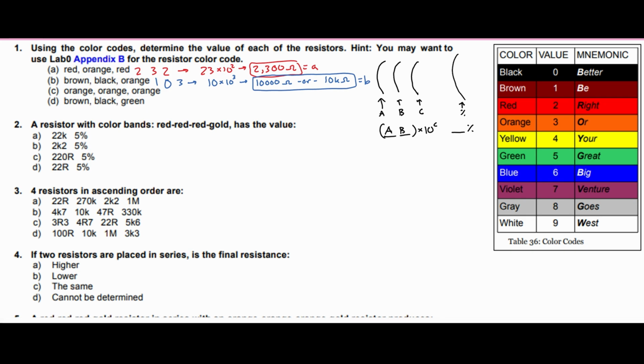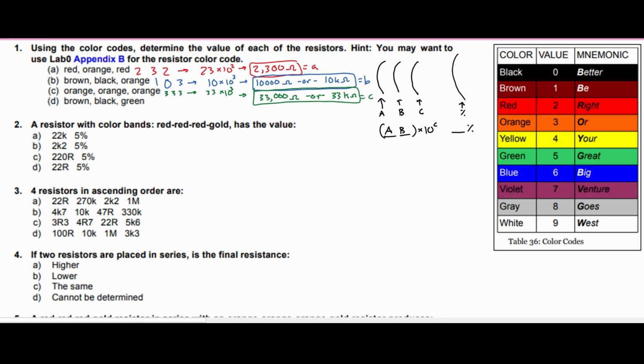Now we're going to look at part C. In part C, we have orange, orange, orange. This is going to be 3, 3, 3. So when we write this out, we're going to have 33 times 10 to the 3, which is cubed. We're going to have 33,000 ohms, or 33 kilo ohms. That's the answer for part C.